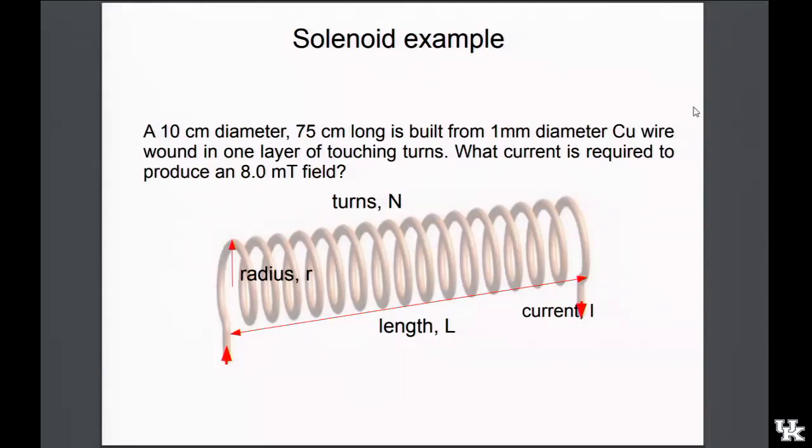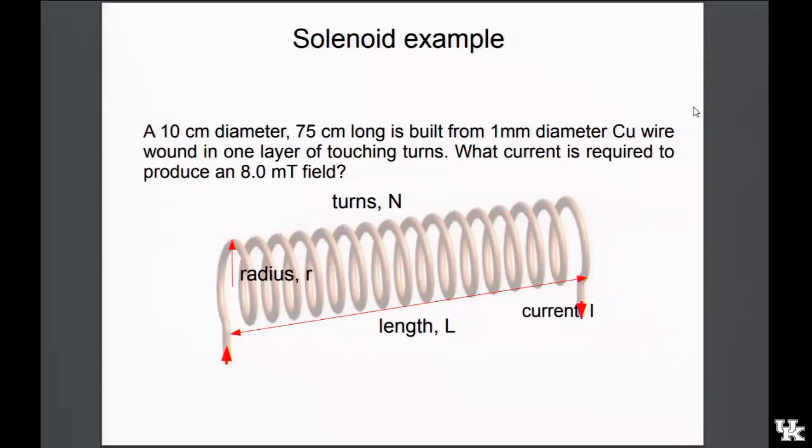So let me just, first of all, make sure we understand what I'm talking about here, because this sentence was so screwed up. This solenoid has a 10 centimeter diameter, so it's like this. This solenoid is 75 centimeters long, so it's kind of like this. I've made this solenoid by taking a wire, 1 millimeter diameter, and wrapping it around the walls of the solenoid, where each turn I put the wire touching adjacent to the previous turn.